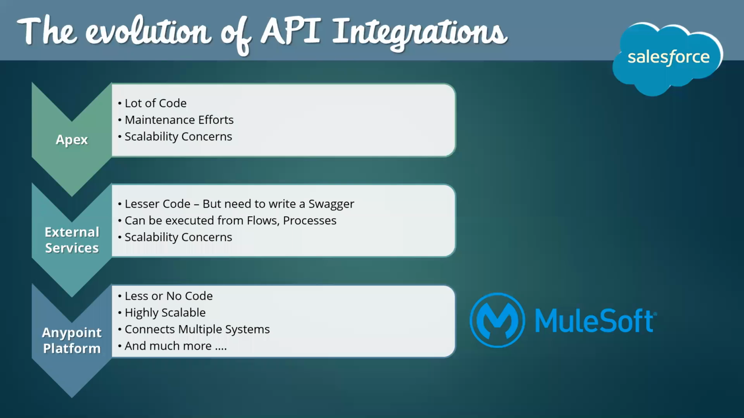And that's when Salesforce introduced external services. So if you had attended some of my previous webinars, you would know what I'm talking about. So with external services, you can do API integrations with less code as opposed to using Apex. And you will need to write a Swagger schema for your API, then import it in Salesforce, and then Salesforce would automatically create actions that you can use in flows and processes to call your API without using any Apex.